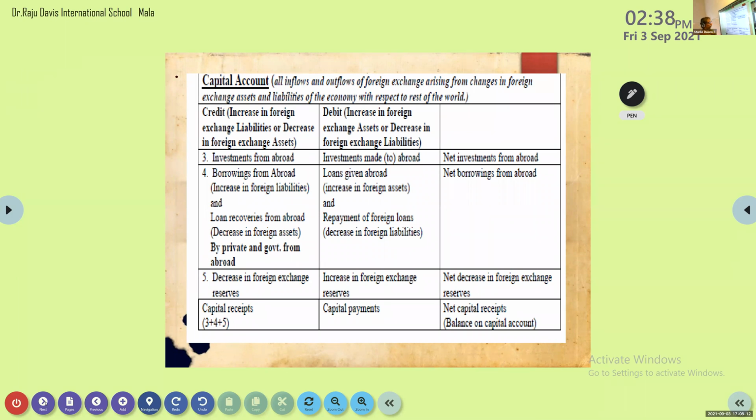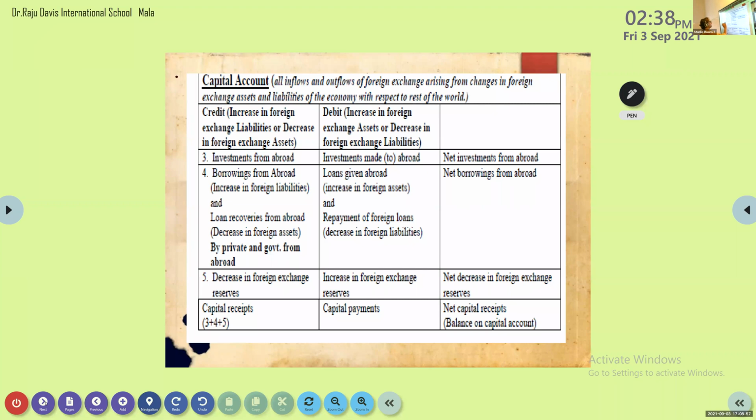Investment from abroad. What do you mean by investment from abroad? Foreigners investing in our country. So for the time being, we are getting that amount of money, right? Yes or no? Yes. Okay, so that will be marked where? Credit, because it is an inflow. But you just think whether it is a liability or asset. Liability, because that is not ours. If they want to wind up and go, they will take everything and go off. So that is a liability.